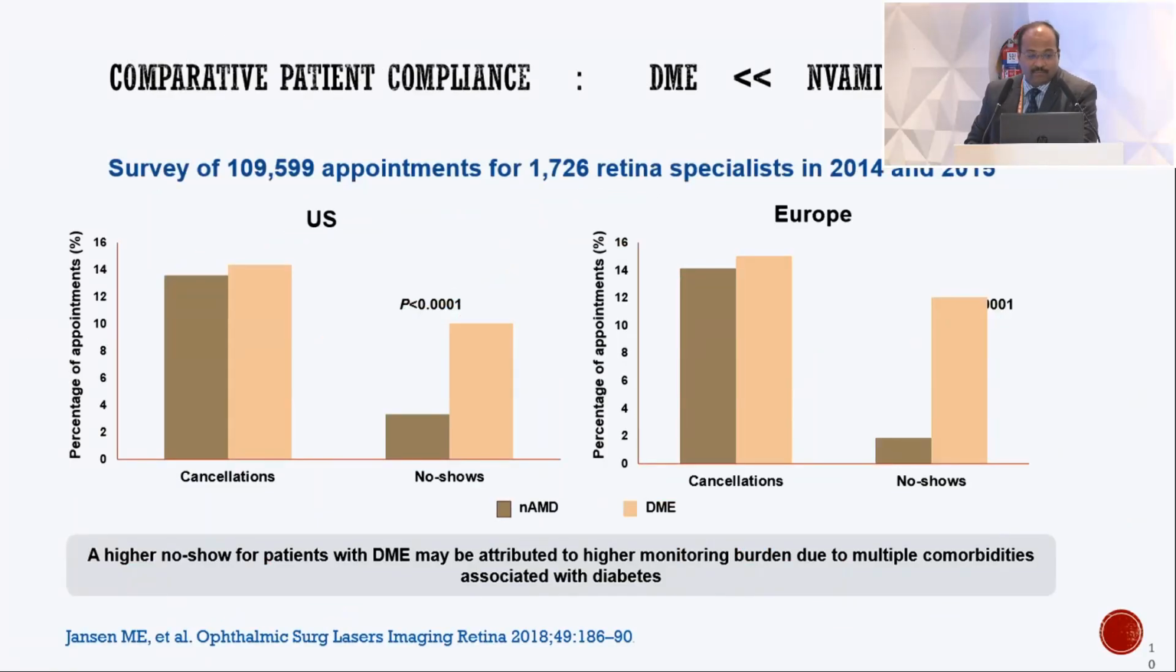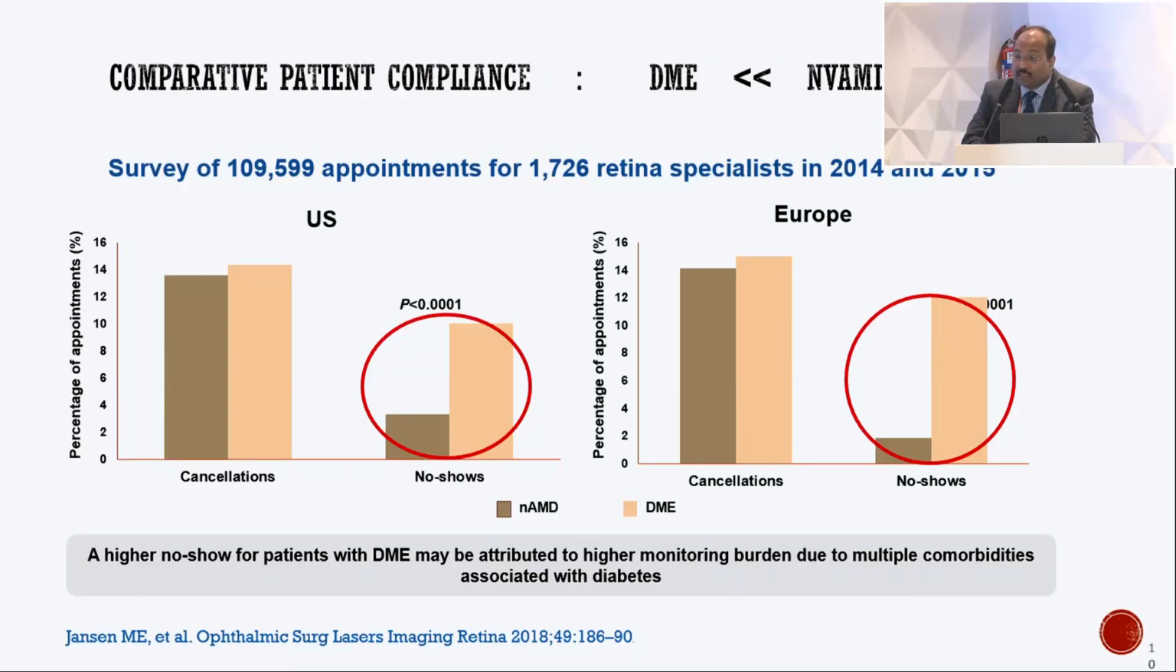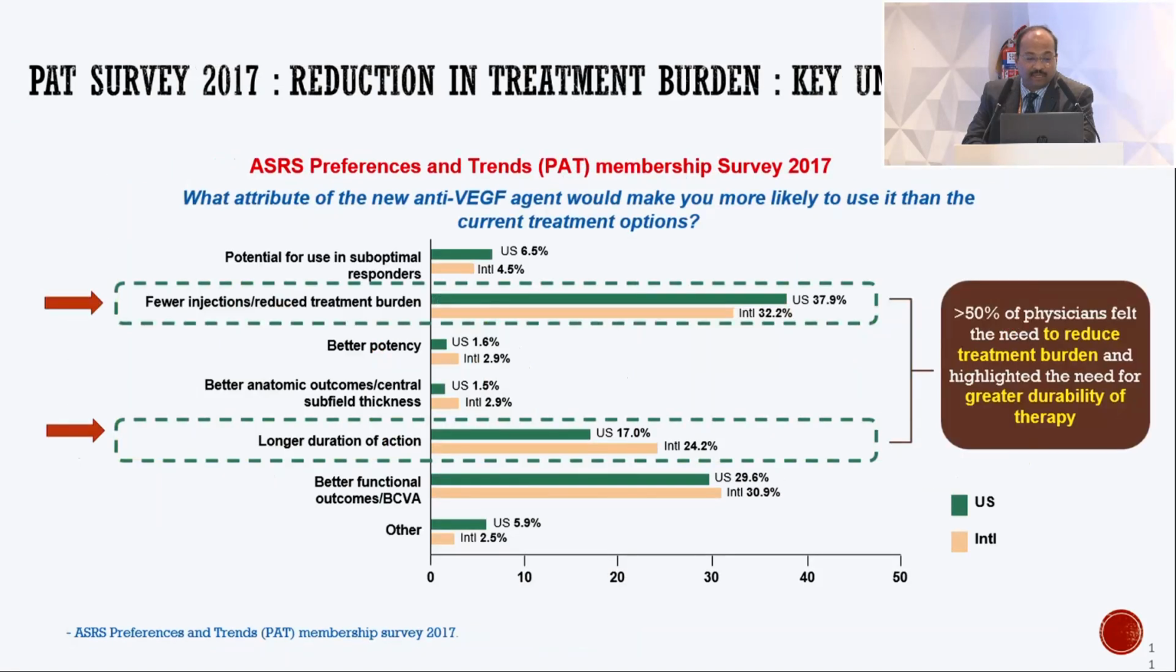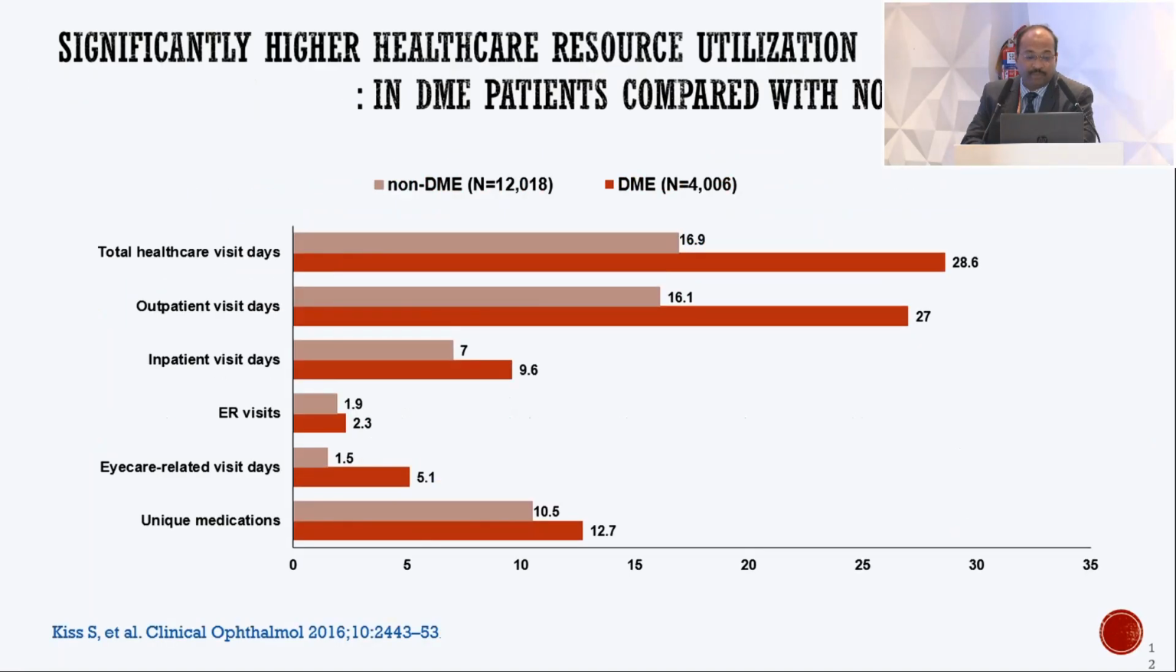Now, a survey of over 100,000 patients from more than 1,700 retina specialists showed that the comparative patient compliance for diabetic macular edema was far lesser than neovascular AMD, in both US and Europe. So this is a major problem. People started recognizing this is a problem. And ASRS in its PATH survey in 2017 found that over 50%, the overwhelming majority of physicians, felt that there was the need to reduce treatment burden and highlighted the need for a greater durability of therapy.